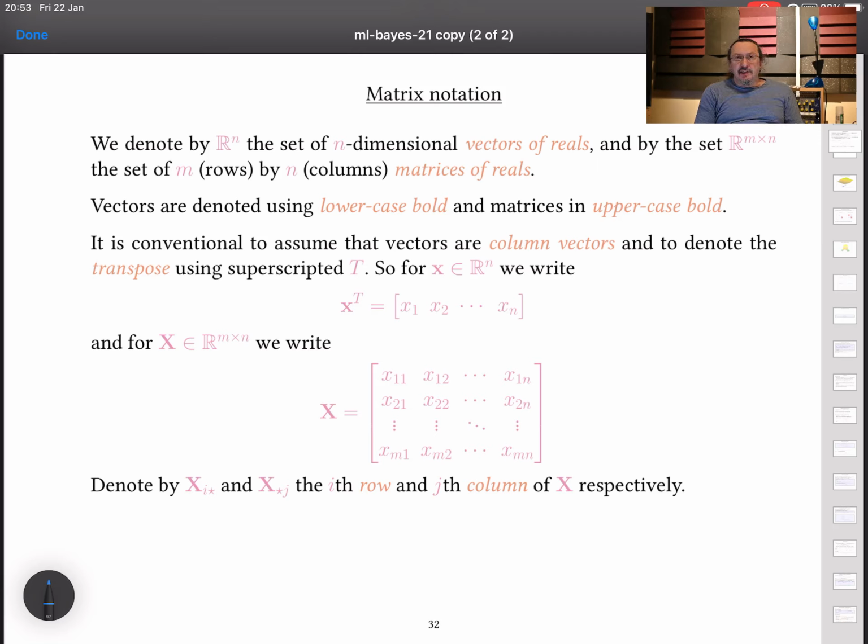Now, the last thing for this lecture is just to introduce some notation. I'm going to talk about vectors of reals a lot. Vectors of reals would be bold lowercase characters, and R to the power of n denotes the collection of all possible n-dimensional real valued vectors. And similarly, if I write R to the m by n, that's the collection of all real valued matrices with m rows and n columns.